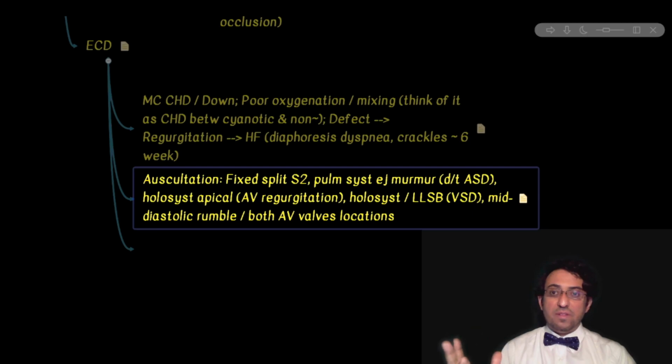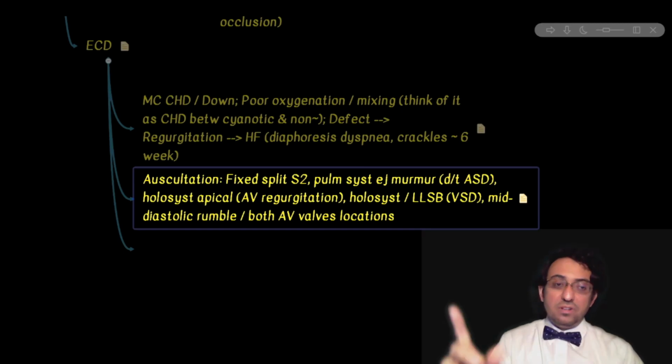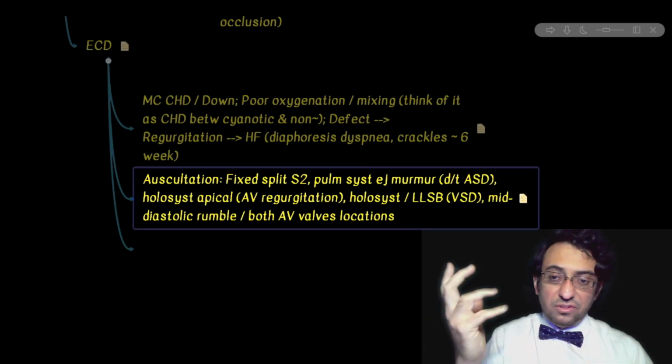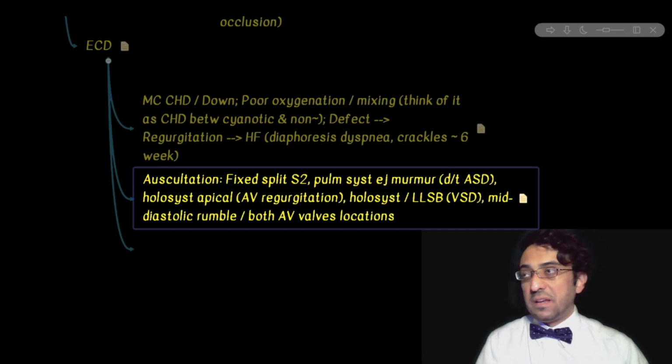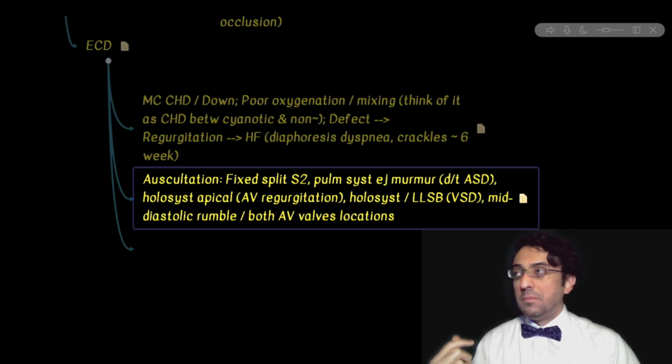Well, we mentioned that we have VSD, right, as part of the complete AV septal defect, CAVSD. Because of that, we will have the holosystolic murmur of VSD at the lower left sternal border. And what else? Well, finally, we also mentioned that we have this huge regurgitation, so we expect to hear the regurgitant holosystolic murmur in the mitral area.